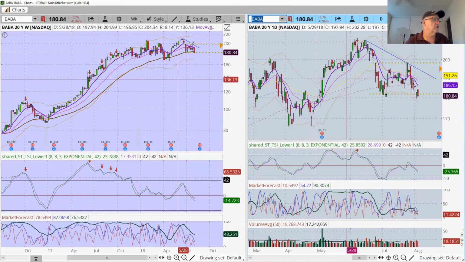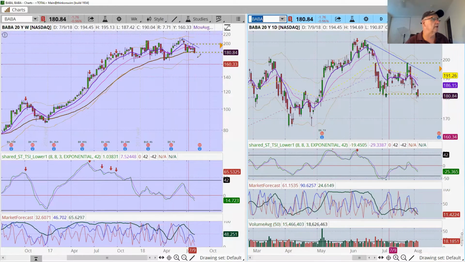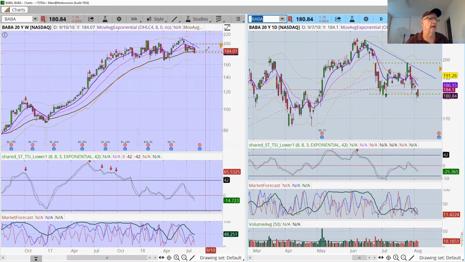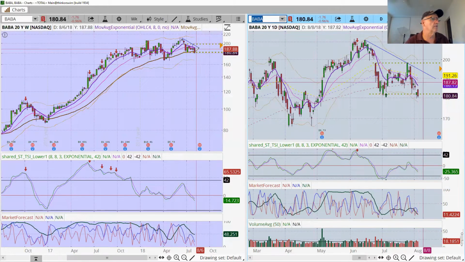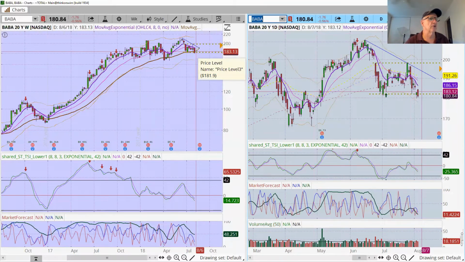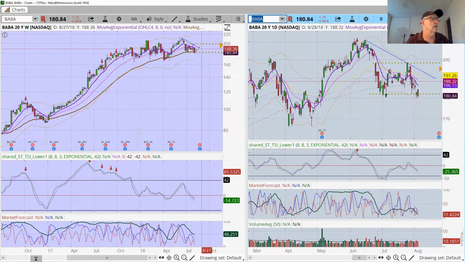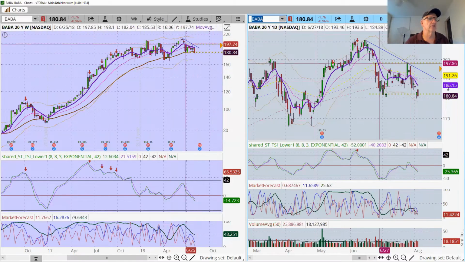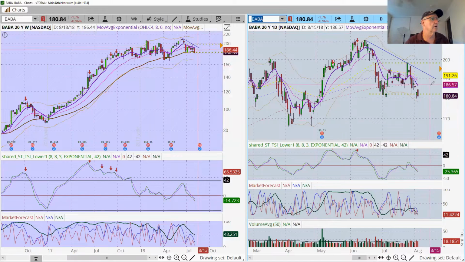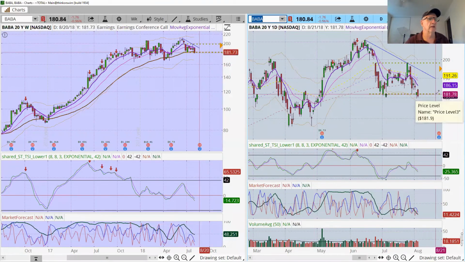And then the other thing that shows up over here on the weekly chart, we just broke back down through the 40-week moving average, which equates to approximately the 200-day moving average, as we see the 200-day moving average there, and it broke back down here.